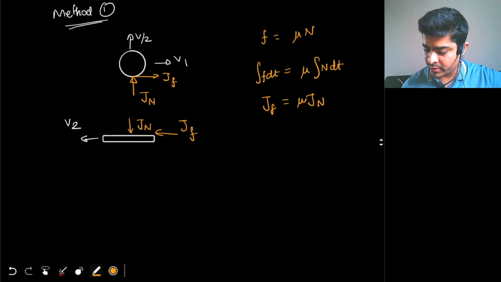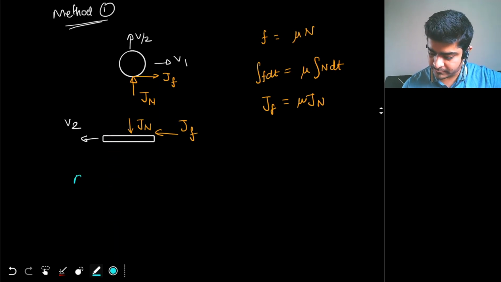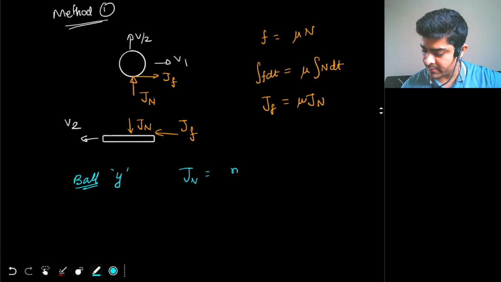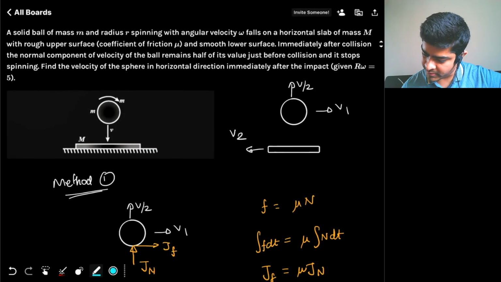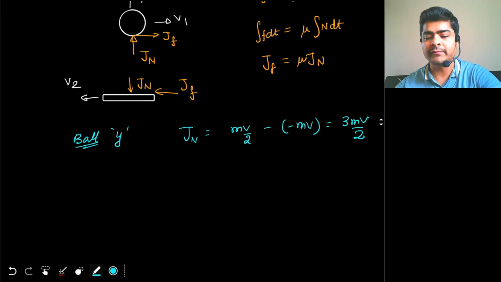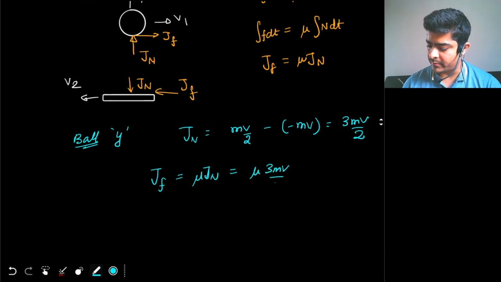Now I just need to apply the equations for momentum change. So for the ball, along y axis, Jn is equal to final momentum, which is upwards, mv by 2. Mass of the ball is small m. Minus initial momentum, which is minus mv. So we get this to be equal to 3mv by 2. So the frictional impulse Jf will be mu Jn, that is equal to mu times 3mv by 2.